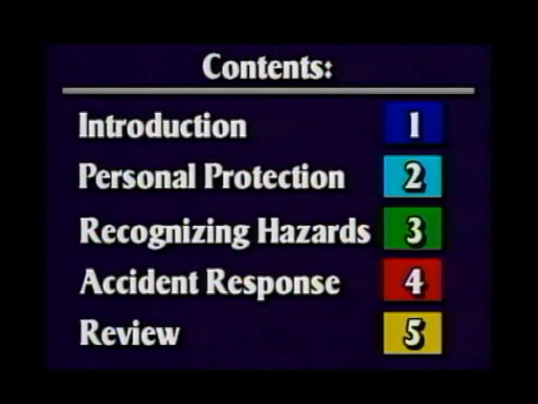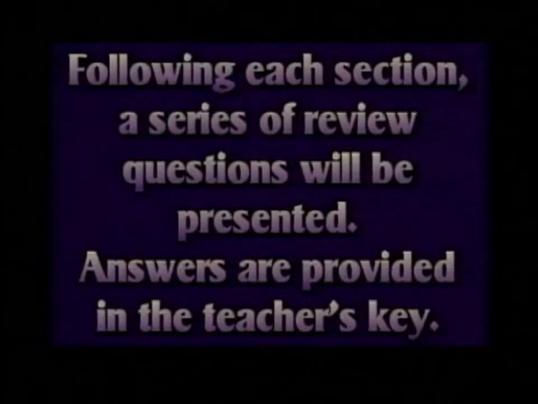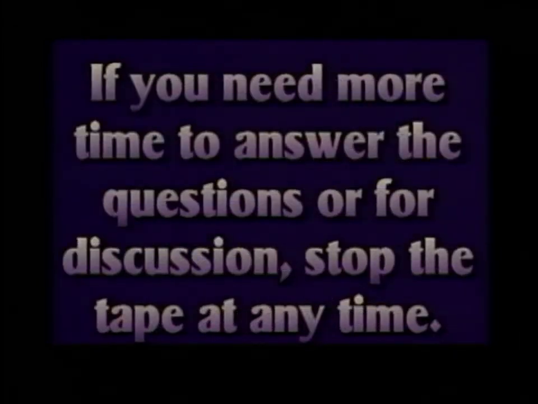Basic shop safety can be divided into 5 sections. Section 1, Introduction. Section 2, Personal Protection. Section 3, Recognizing Hazards. Section 4, Accident Response. And Section 5, Review. Following each section, a series of review questions will be presented. Answers are provided in the teacher's key. If you need more time to answer the questions or for discussion, stop the tape at any time.